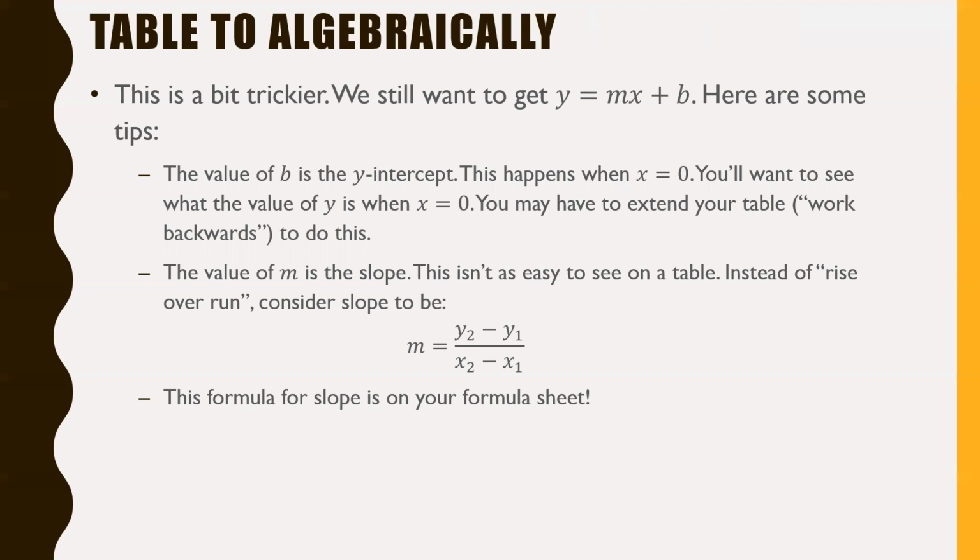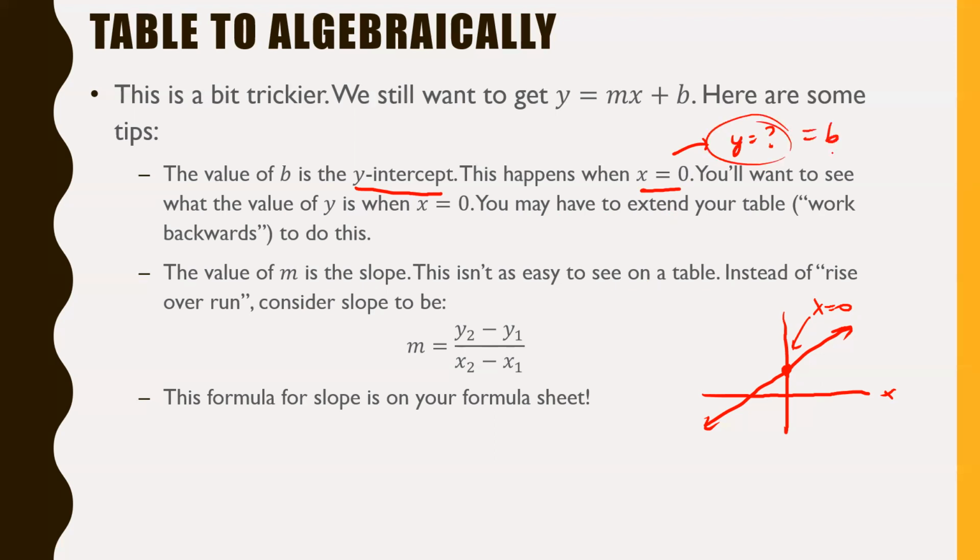The first tip is the value of b is still your y-intercept. It's still where you're crossing your y-axis. But keep in mind, on a graph like this, where you're crossing your y-axis, while it's nice that we can see it visually, what's really happening is that's where x is equal to 0. Remember, on our x-axis, x is equal to 0 right there. So on a table, if you can see where x is equal to 0 and then find the corresponding y value, that value is going to be your b. So if you can find what y is when x is 0, that's going to be your b.